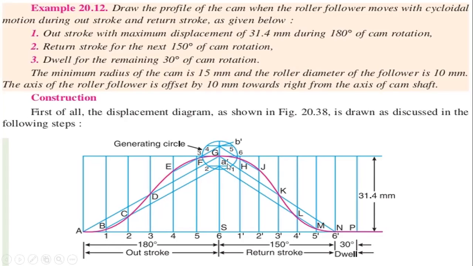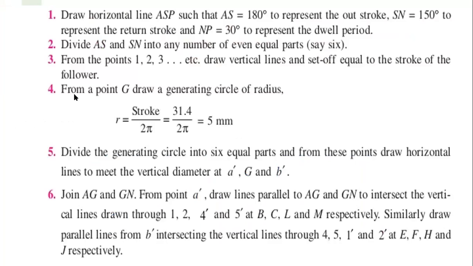Then we have to draw the generating circle. This generating circle is obtained by taking the stroke length divided by 2 pi. So from a point G, draw a generating circle of radius R equal to stroke by 2 pi. So this is taken as stroke by 2 pi length, that is 31.4 divided by 2 pi. In total, 5 mm.